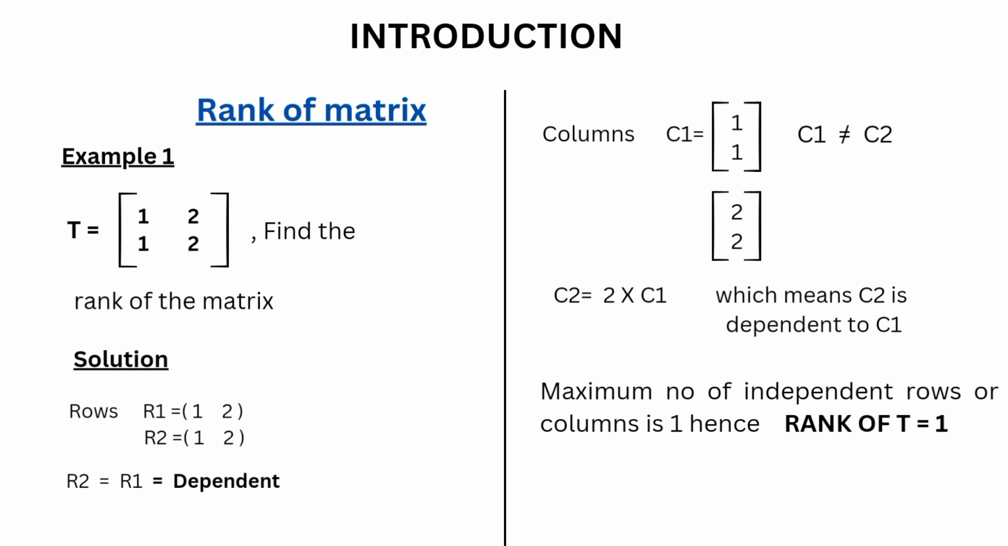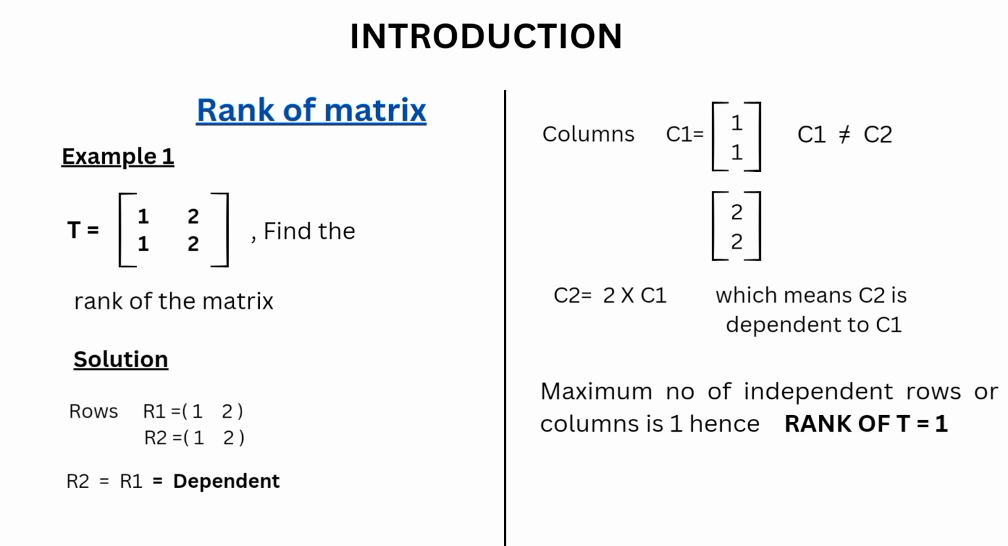Think of it like this. If you have 3 sentences, but 2 of them just repeat the information from the first one in different words, you really only have one new idea. In the same way, if rows or columns repeat or are combinations of each other, they don't count as new. So how do you find the rank of matrix? You find the rank of matrix by counting how many rows or columns contain new independent information.